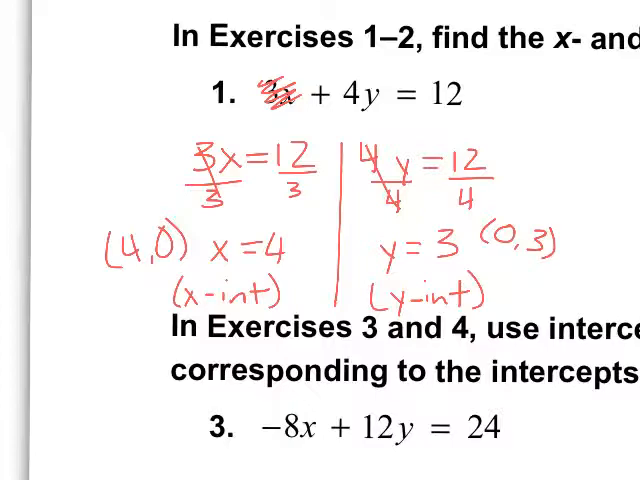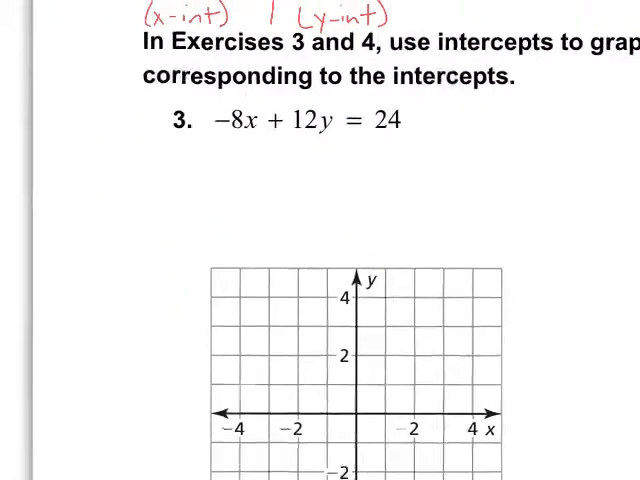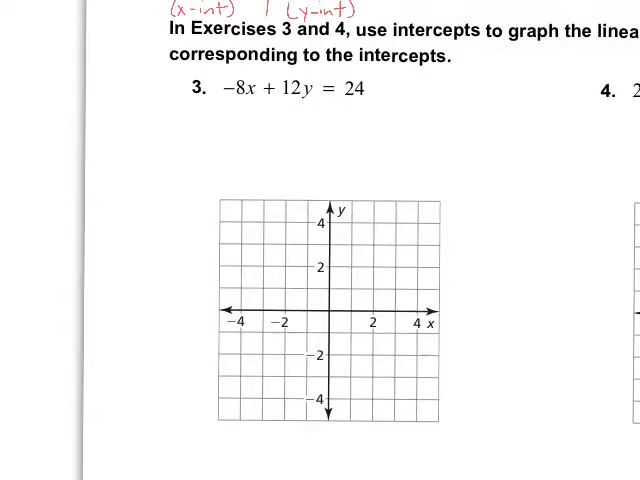Okay, so taking it one step further with number 3, we want to find those x and y intercepts, and then we want to graph it. If I cover up the y value to find the x-intercept, I'm left with negative 8x equals 24.